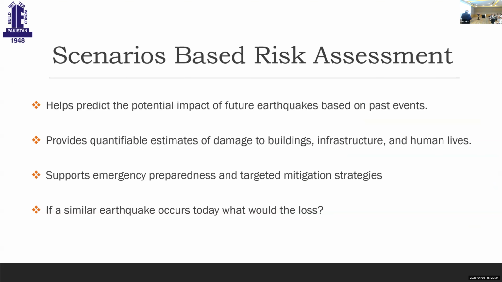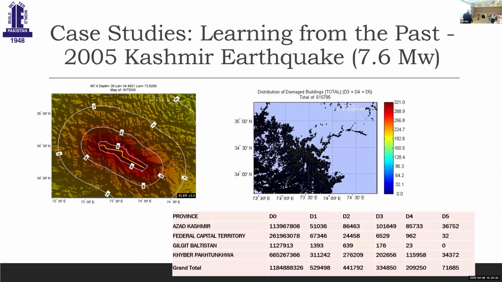After doing all these things, we ran 2 different scenarios: if the previous 2 earthquakes, which I've mentioned here, repeat themselves, then what will happen? This is the 7.6 magnitude earthquake of Kashmir and Hazara that took place on the 8th of October 2005, where 73,000 people died.